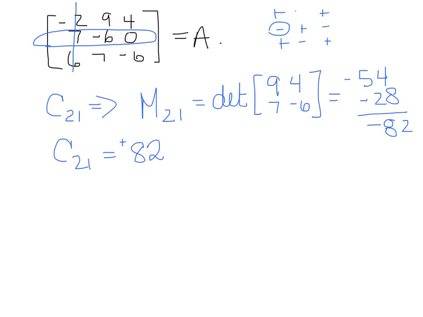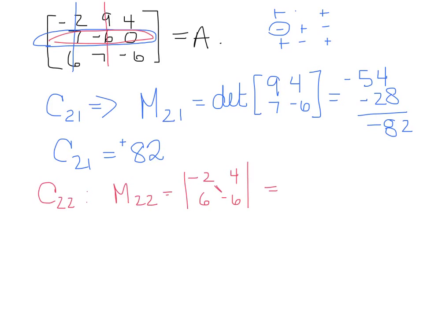All right, let's find C22. So first I'll find M22 is equal to the determinant of course I'm removing the second row and the second column. What's left is -2, 4, 6, -6. And you get, when you multiply on this diagonal, you get 12, minus the other diagonal, 24, so you get -12. This sign pattern is a positive, so I do not change it.